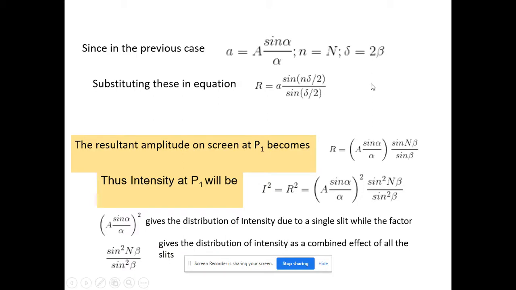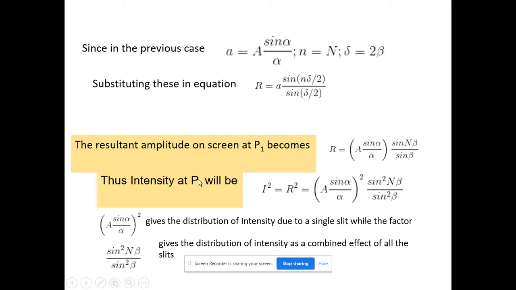So the only difference is that the phase difference becomes 2 beta, and small n becomes capital N, a large number of lines. Substituting into the equation, we get R equal to A sine n delta by 2 upon sine delta by 2, a very similar equation. Once you put the value of small a from there, you get the resultant amplitude R, which is A sine alpha by alpha, and then sine n beta upon sine beta.